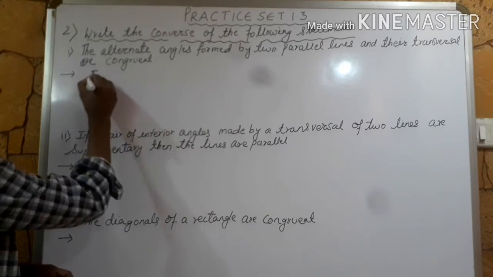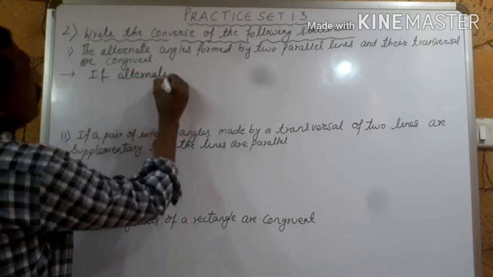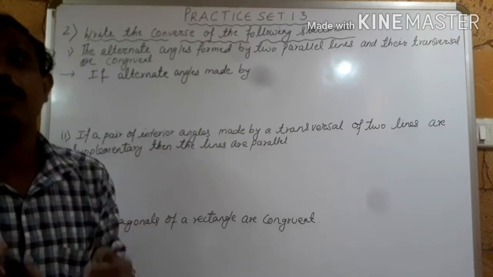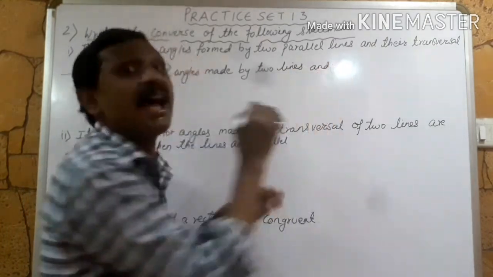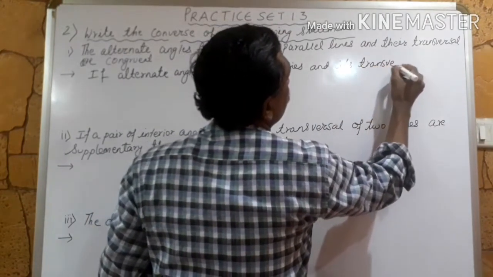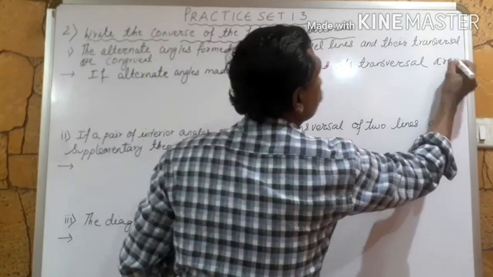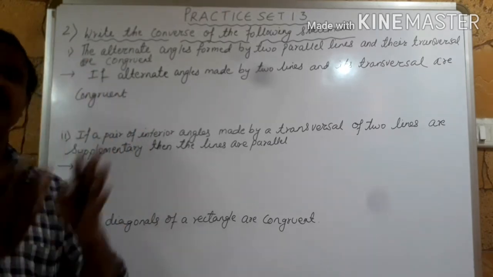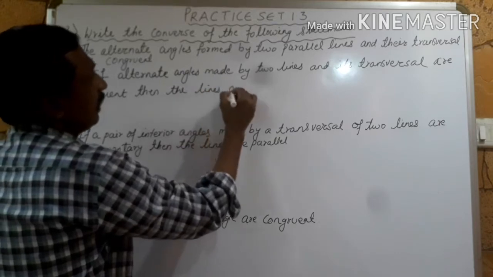So we write, if alternate angles made by two lines and its transversal are congruent, then the lines are parallel.